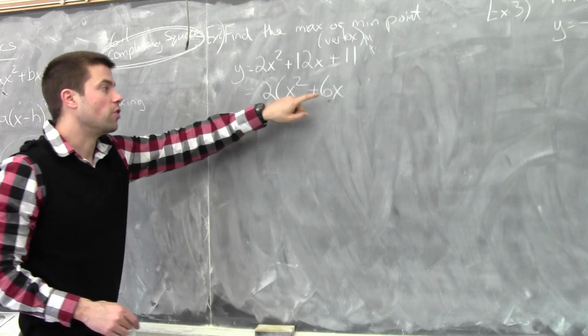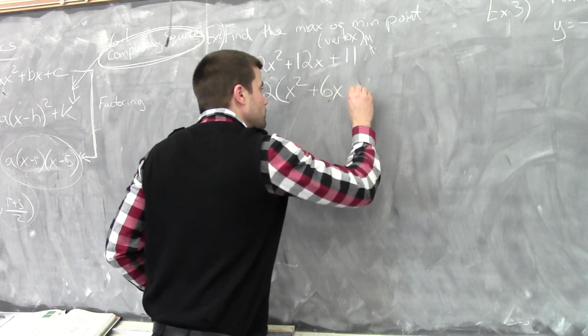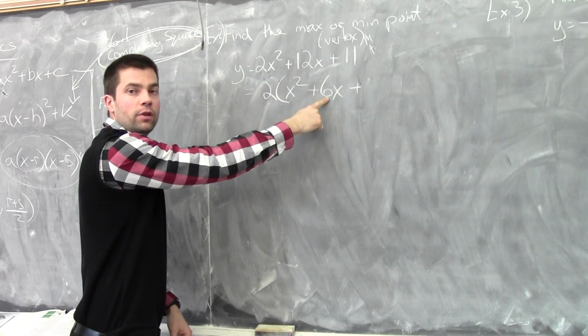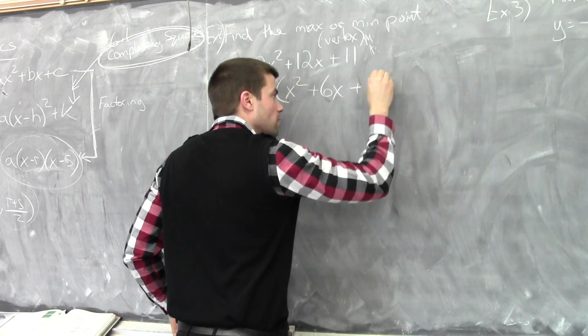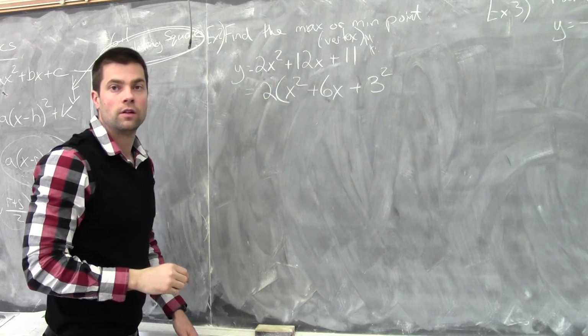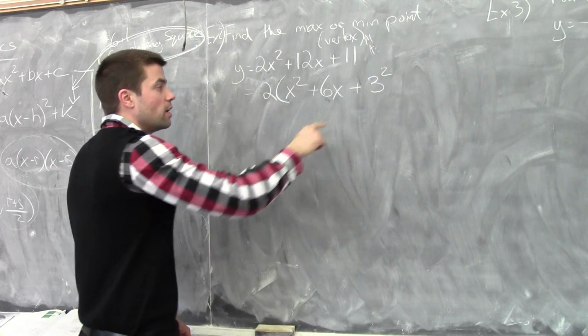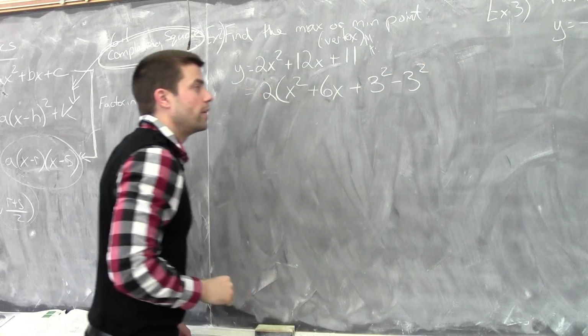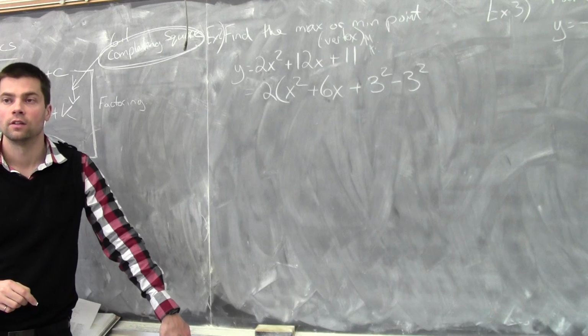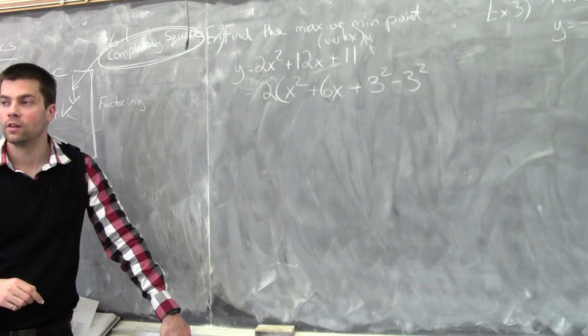Once you're here, you're going to add half of the middle term squared. So half of 6 is 3 squared. Okay? And then if you're going to add that number, you have to subtract it, because you can't change the equation. And I know it looks weird at this point. You're just adding random numbers and then taking them away.